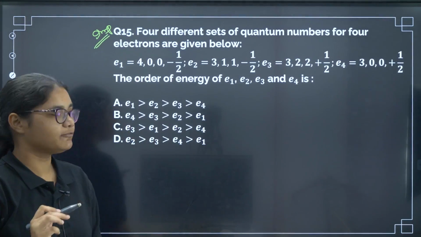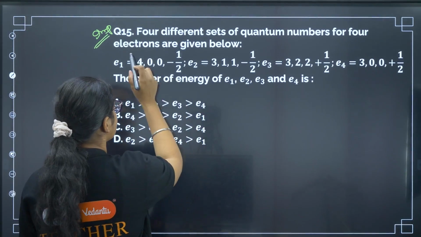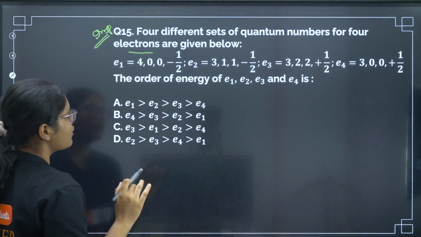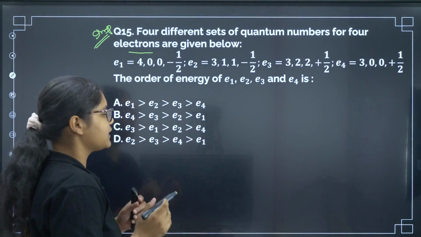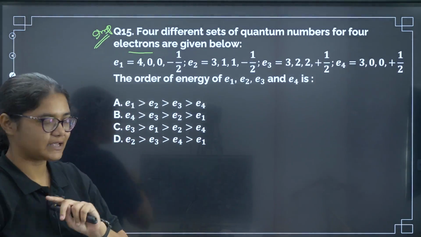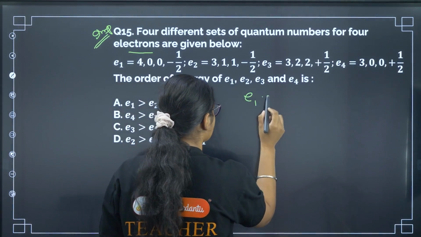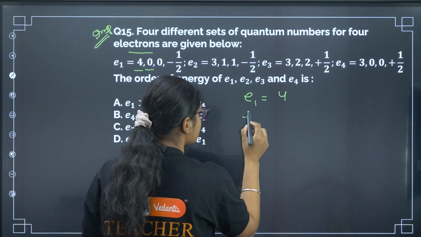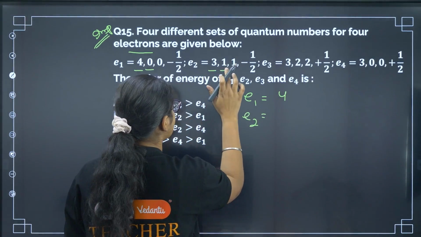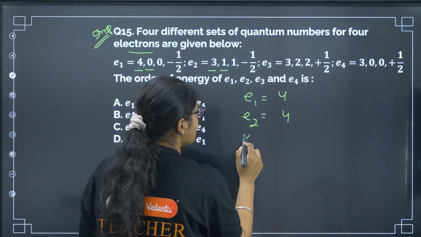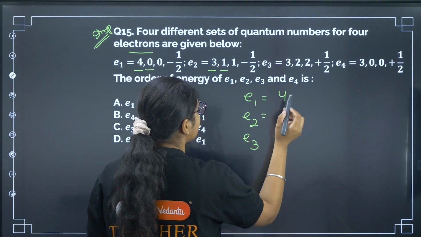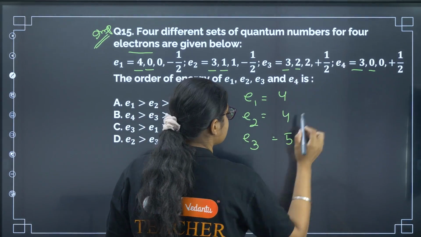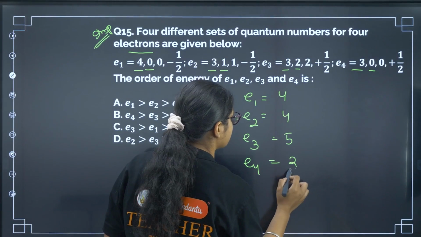N plus L rule we have to apply. 4 different sets of quantum numbers are given below, E1, E2, E3 and E4. The order of their energies is. So for everyone we have to calculate the n plus L value. Let us quickly do that. For E1, n value is 4, L value is 0. So 4 plus 0 is 4. For E2, that is 3 plus 1. So that is equal to 4. For E3, it is 3 plus 2. So that is equal to 5. For E4, it is 3 plus 0. So it is 3, right?